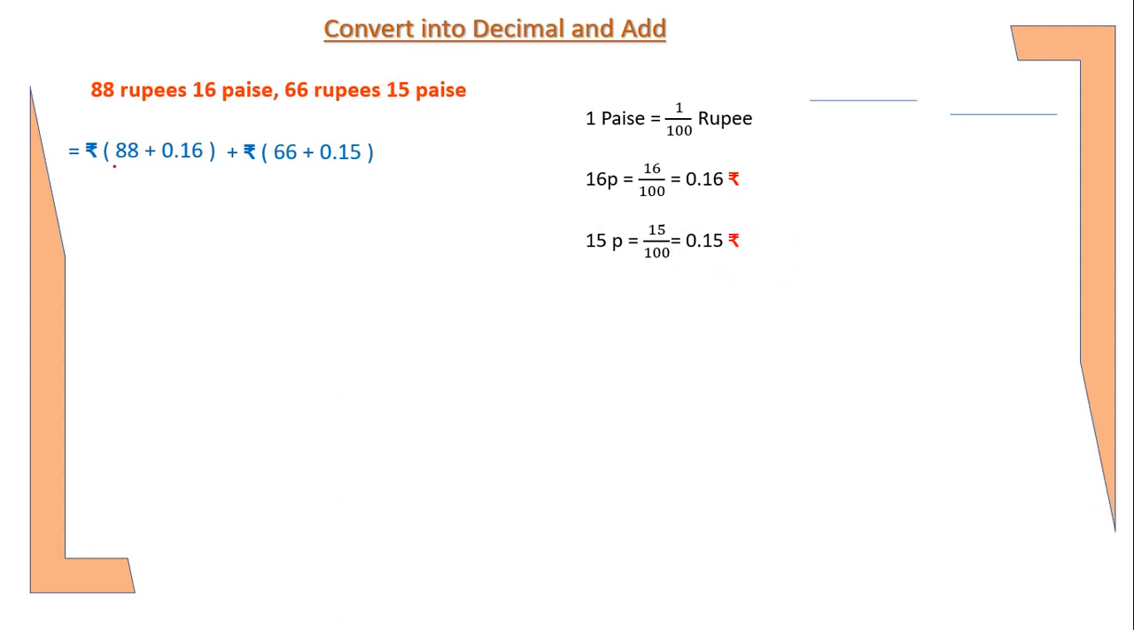Now I will add these two first. 88 is a whole number. There is no decimal number. But in the another decimal number, there are two decimal places. So because of that, I will write 88 as 88.00.